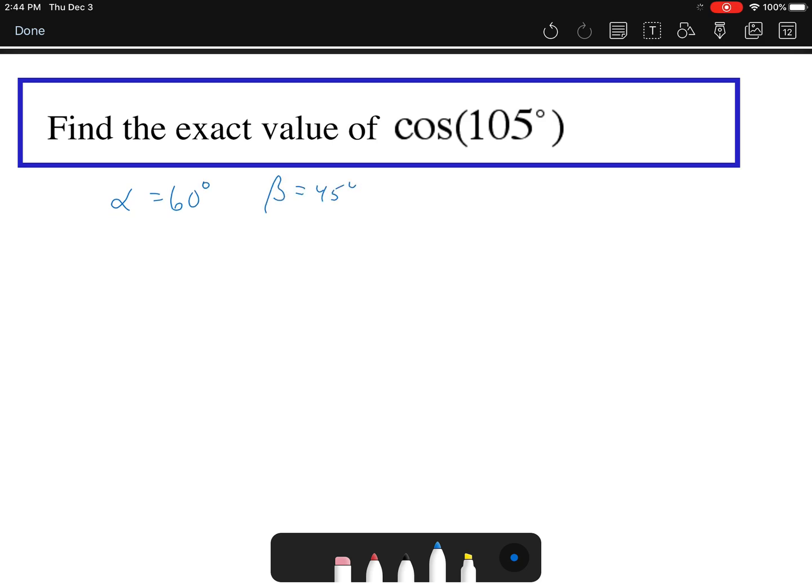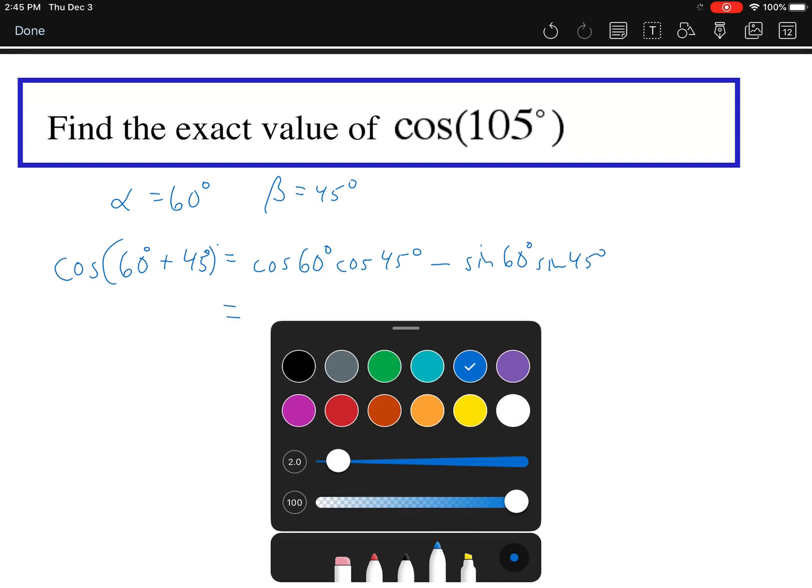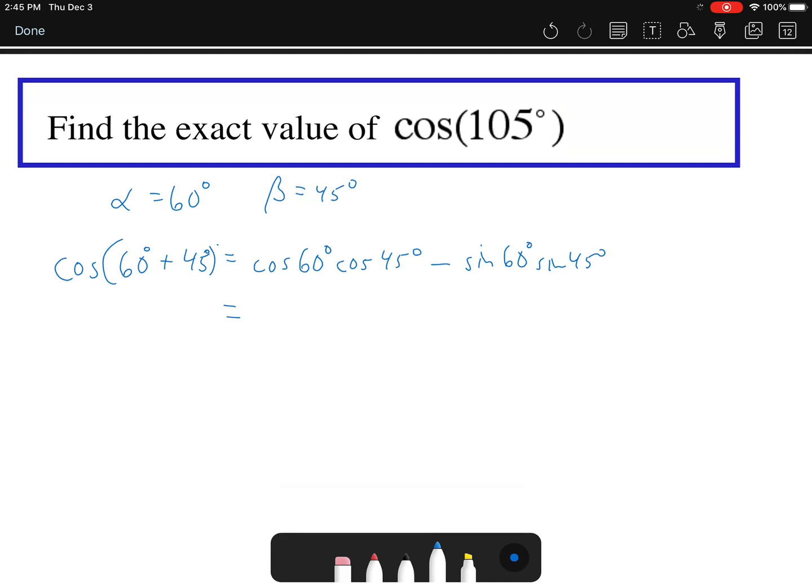So if we make alpha 60 degrees and beta 45 degrees, then we can go cosine of 60 plus 45 is equal to, and using the formula, cosine 60 cosine 45 minus sine 60 sine 45. And that just comes straight from the formula that I'm looking at on our sheet.